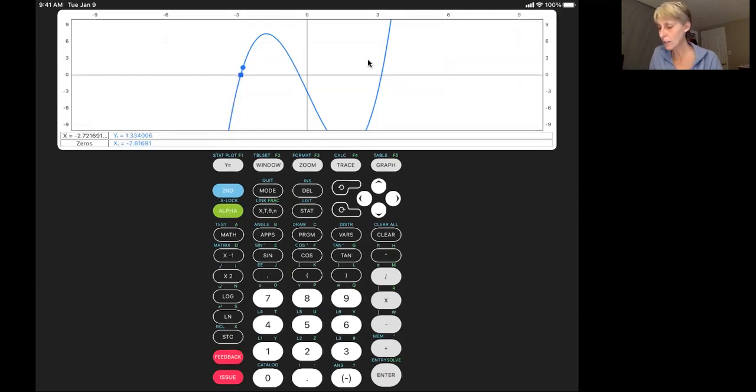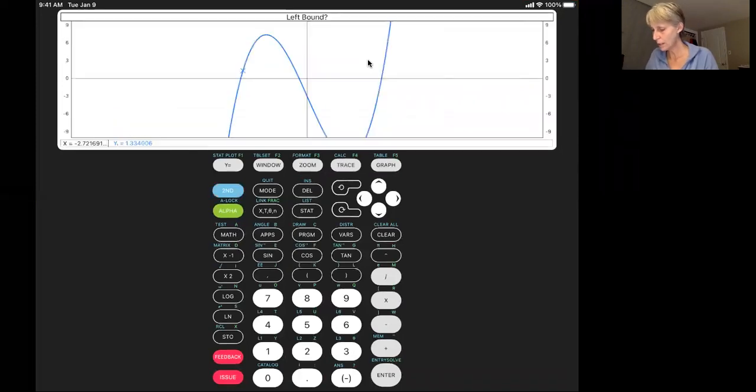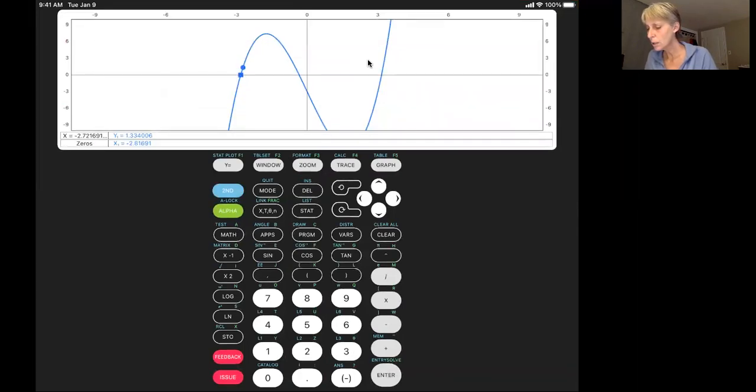And now the calculator identifies the zero as negative 2.721. I got a different one when I did it on my graphing calculator. I'm going to do that again. Second trace 0. I might have hit something a little off. Enter. Enter. Okay. So your zero is negative 2.722.